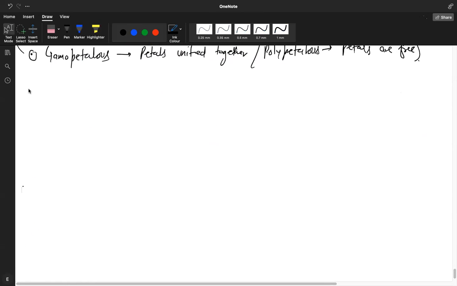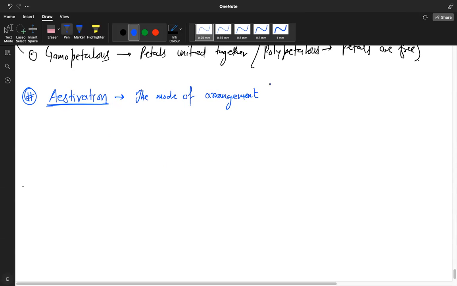Yeah. Okay, now today I'll begin with the concept of estivation in flowers. So what is estivation? Write down: estivation is the mode of arrangement of sepals or petals, it could be both, in the floral bud.